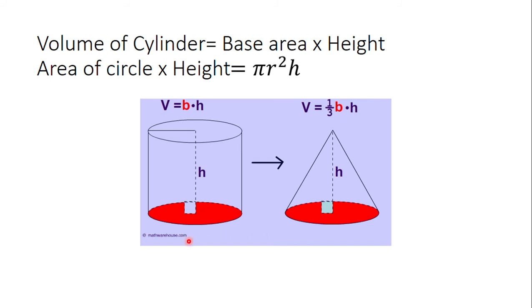Now let us consider the cylinder where the base is a circle. So we know that the base area is pi r square. So the extended height is also multiplied to get its volume or the capacity. So pi r square into its height will give you the volume of a cylinder. So volume of a cylinder is base area into height. So what is base? It is the circle. So area of the circle into height will give you pi r square h. So volume of cylinder is given by the formula pi r square h, whereas the volume of a cone is 1 by 3 pi r square h, which you will learn in your higher classes.